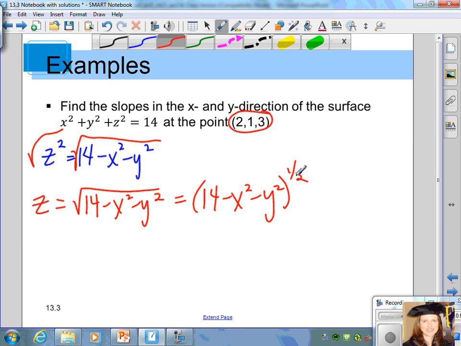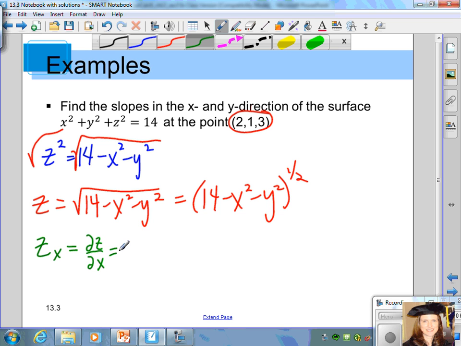So when we want to find the slope in the x and the y direction, we take the partial derivatives with respect to x and y, and we're going to be using the chain rule. Let's find the partial derivative of this function with respect to x. We can write it with z subscript x, or we can use those little partial derivative symbols. I'm telling you, my partial derivative symbols look like a number 2. So just know that that is not a number 2, it is the partial derivative symbol.